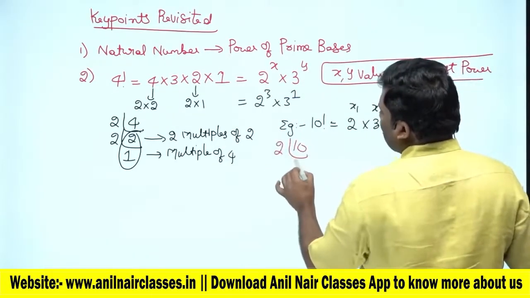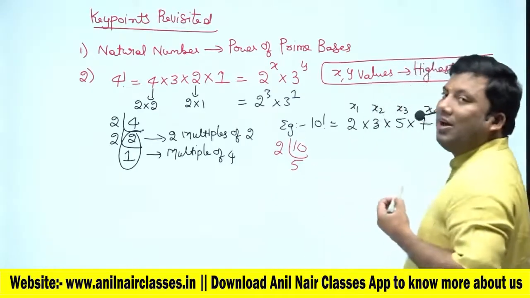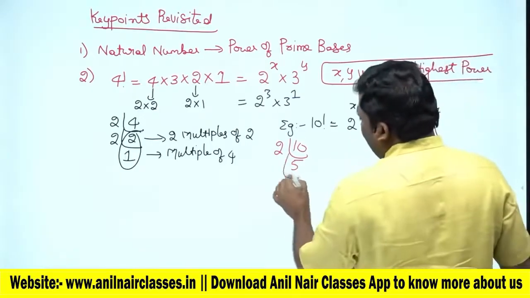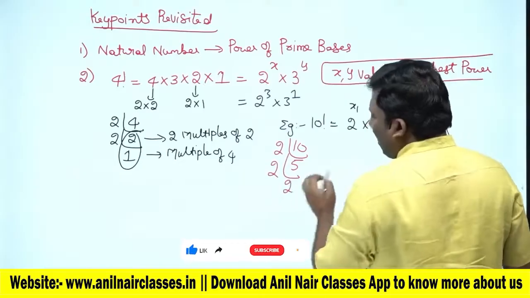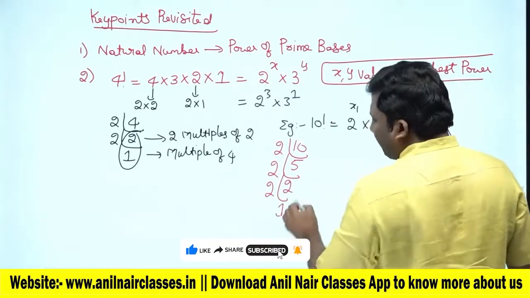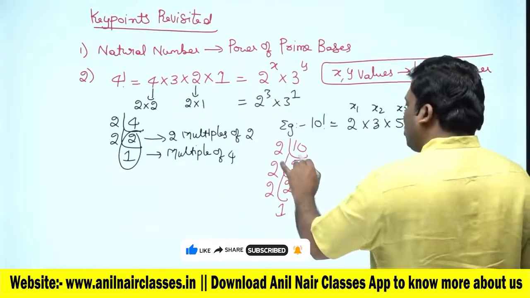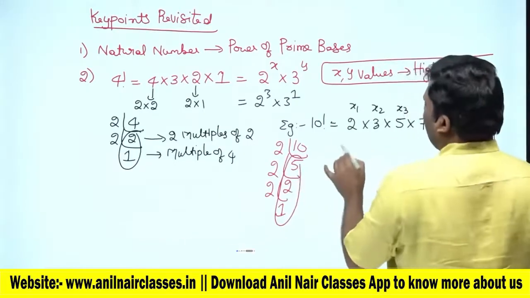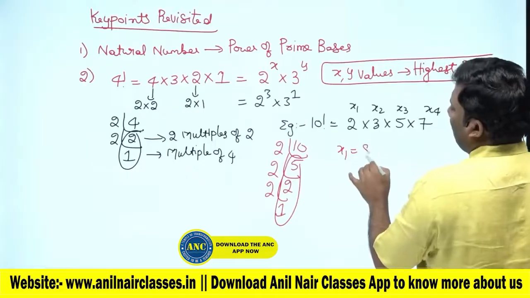2 5s are 10. What does this 5 denote? There are 5 multiples of 2. Again I am dividing. 2 2s are 4. There are 2 multiples of 4. 2 1s are 2. So 5 plus 2 plus 1, it is 8. x1 value, it is 8.